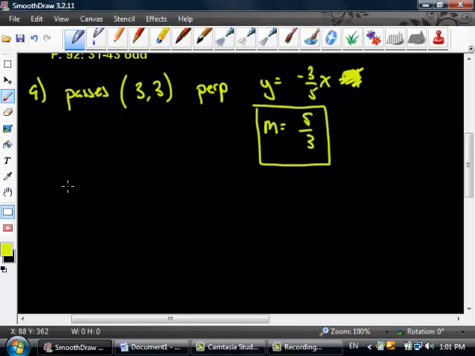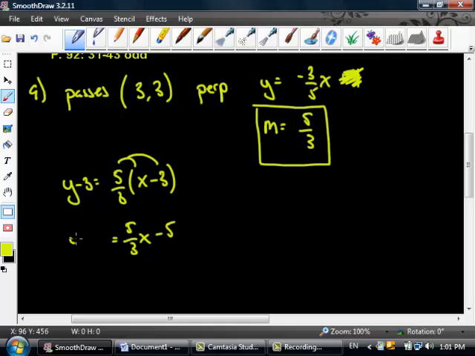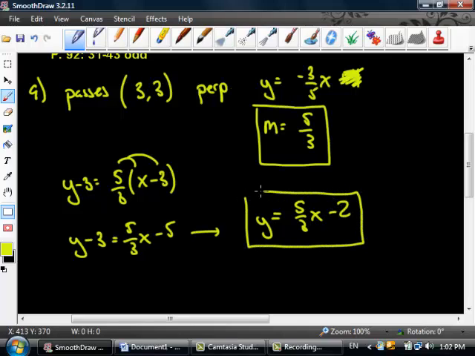So now we've got everything we need. Y minus 3 equals m times x minus 3. That's going to go in. You got 5/3 x minus 5 equals y minus 3. Back this thing over. Y equals 5/3 x plus minus 2. Almost made a mistake there. I was going to say minus 8. Whoops. Almost caught myself there.